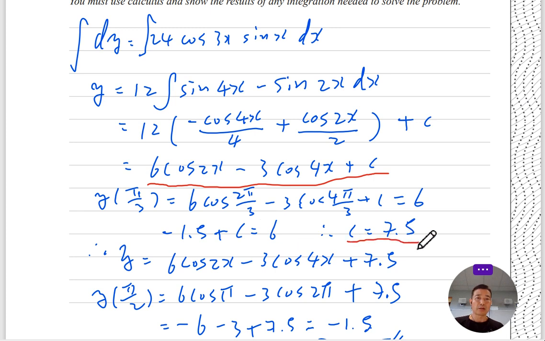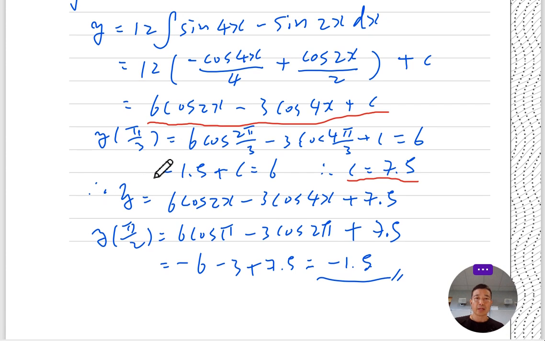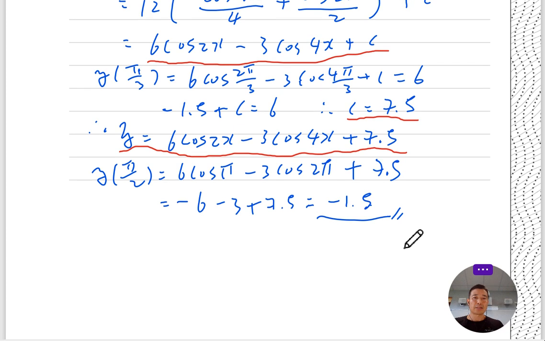So c comes out 7.5, and you complete the equation. But the question is when x is pi over 2. So you just simply plug pi over 2 to get the answer, negative 1.5. So it's one answer in this case.